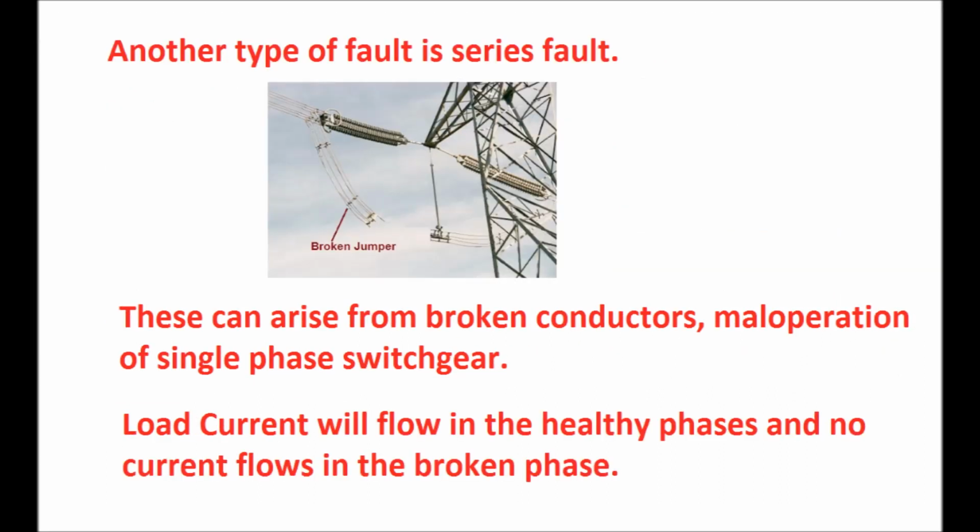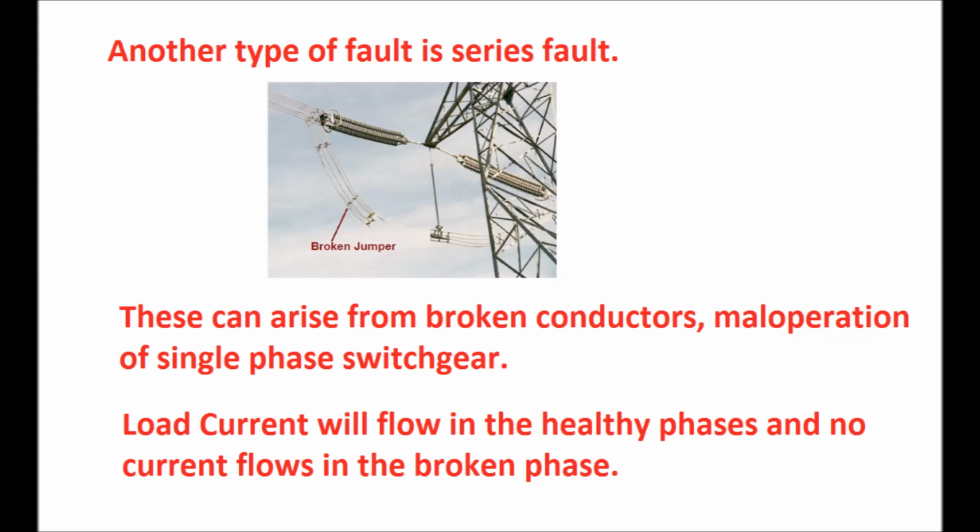Apart from the shunt type fault, another type of fault exists, which is called a series fault. This type of fault can arise from a broken conductor, broken jumper, or maloperation of single phase switchgear. For example, we have a circuit breaker. During closing of the circuit breaker, one of the poles does not make its contact. Due to this, a broken conductor may happen.